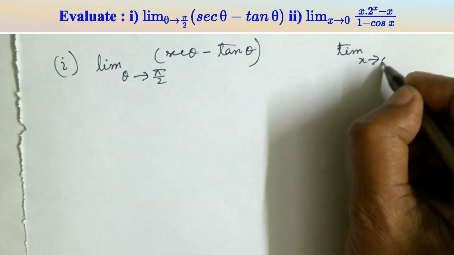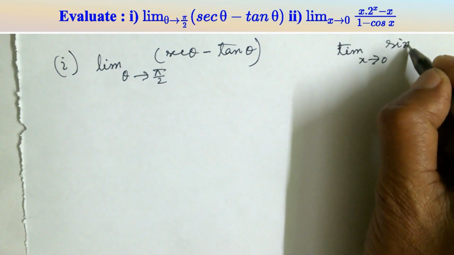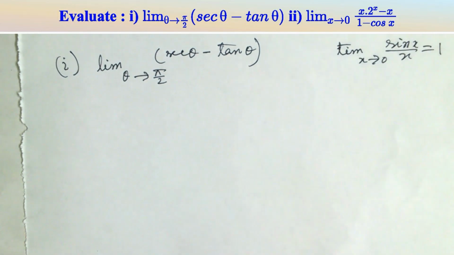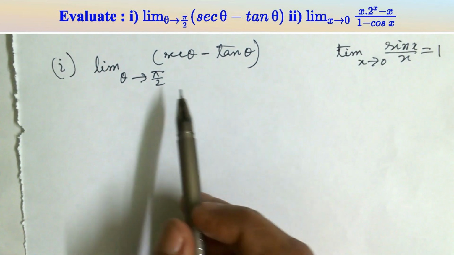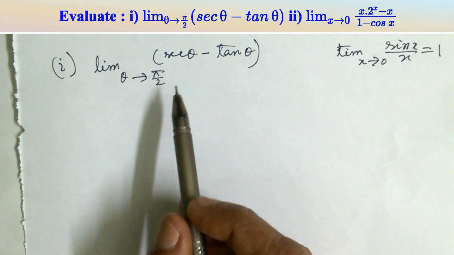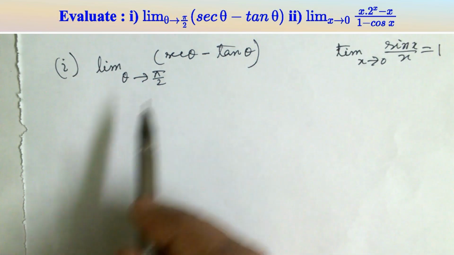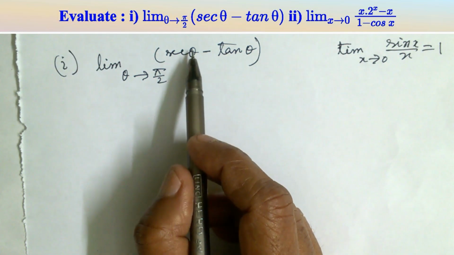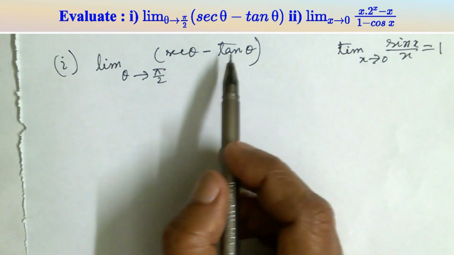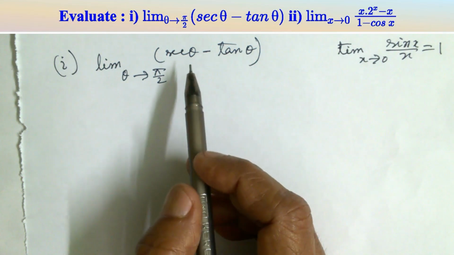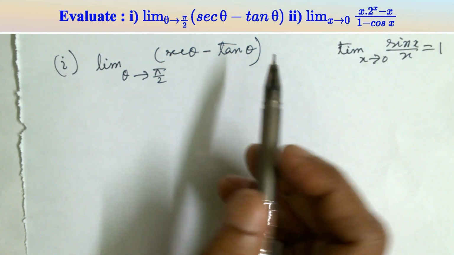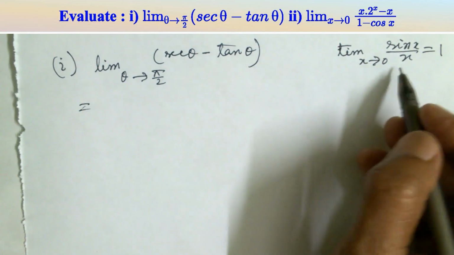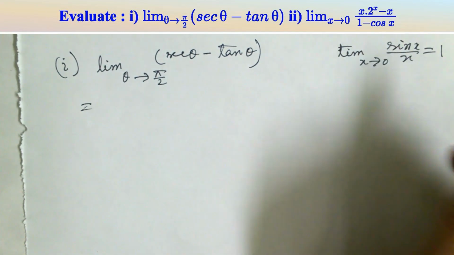limit x tends to 0, sin x by x, that is equal to 1. Sometimes it may be done by simply putting the values. See here, if theta is equal to pi by 2, sec 90 is undefined, tan 90 is undefined. So directly we cannot put. Therefore we should reduce this first and also change the limits, because to use this formula.